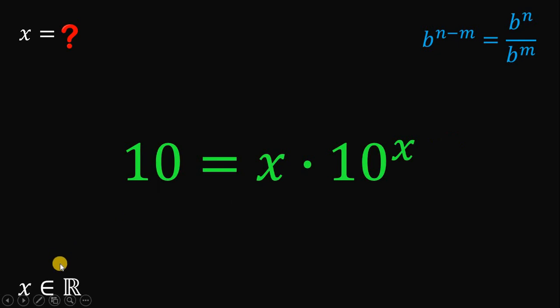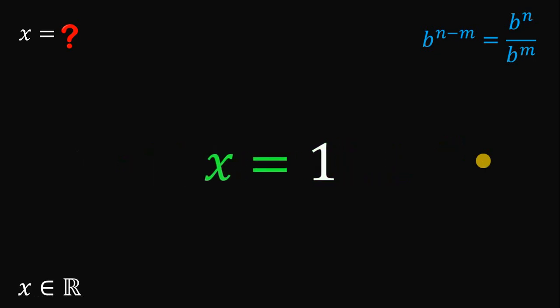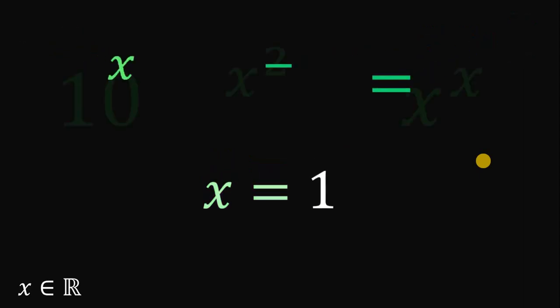Now, take note that this x is a real number. Also, take note that this 10 can be written like this: 1 times 10 raised to the power of 1. And this is something like x times 10 raised to x. Therefore, at this point, we can say that x must be equal to 1. And that's the only real solution to this equation.